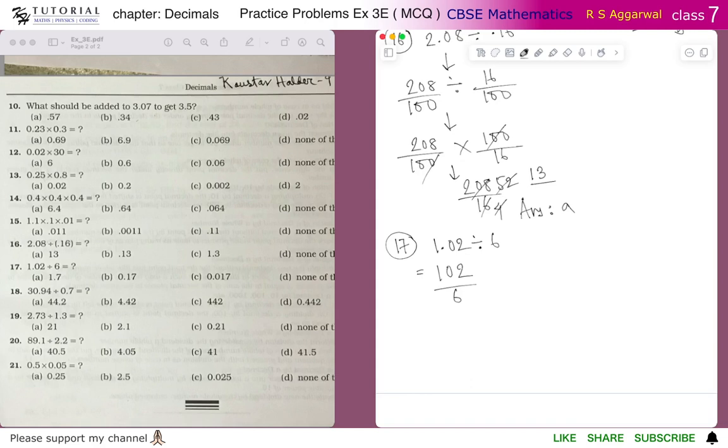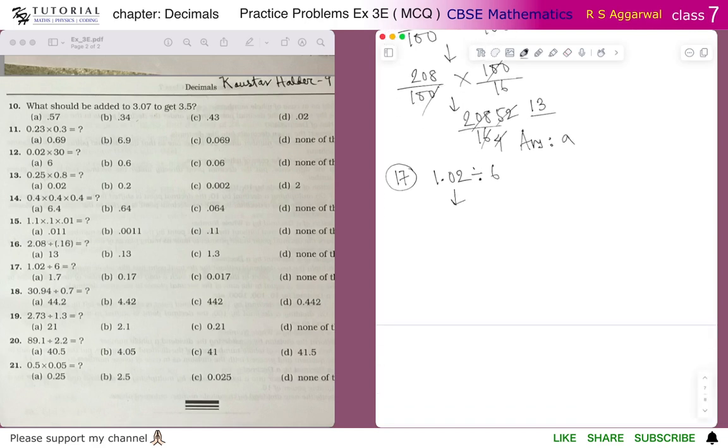Of course, we have to multiply by 1 by 100. I'm thinking which will be the easier method. One way is that we can convert the decimal number to a decimal fraction. When you have to divide a decimal number by a whole number, one easy way is that you first convert the decimal number to a decimal fraction. So this becomes 102 by 100.